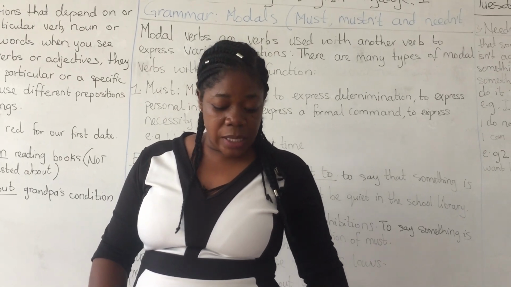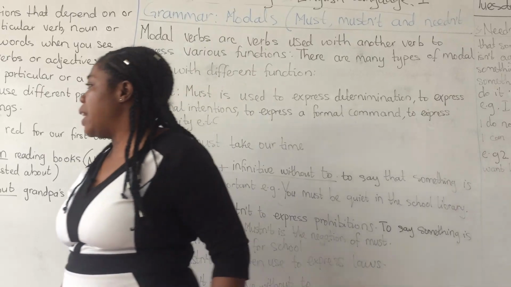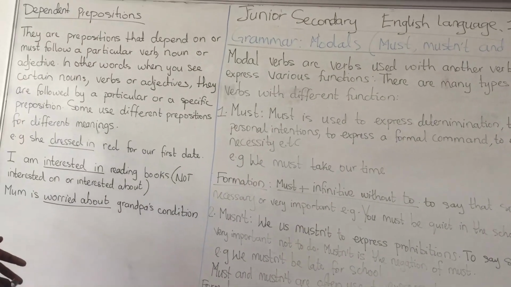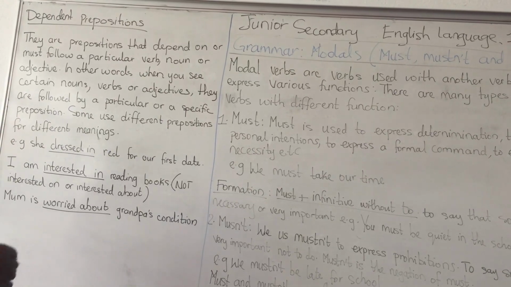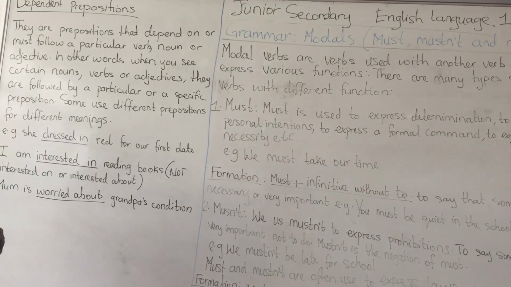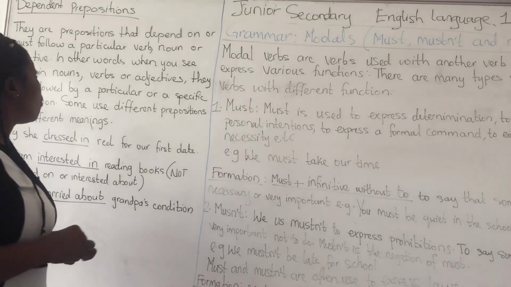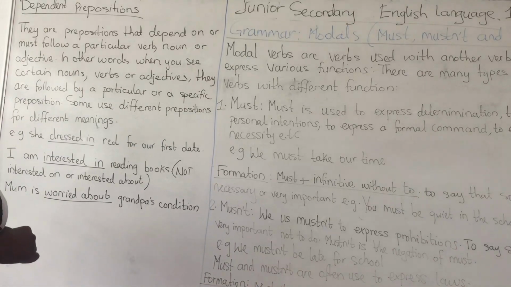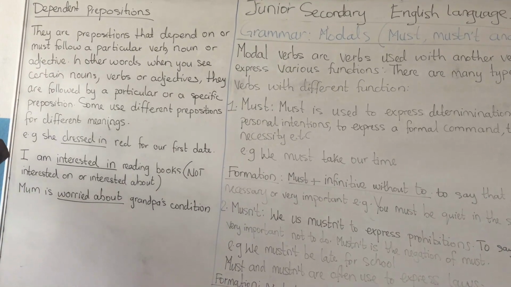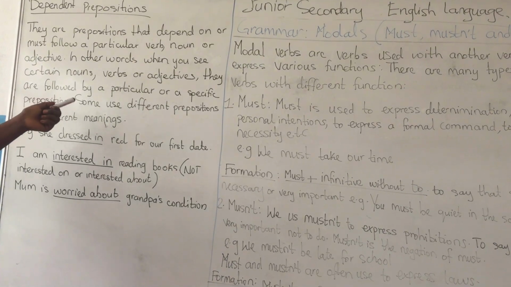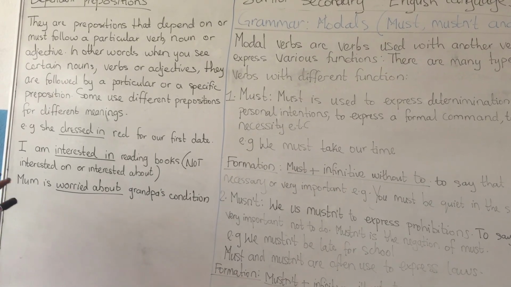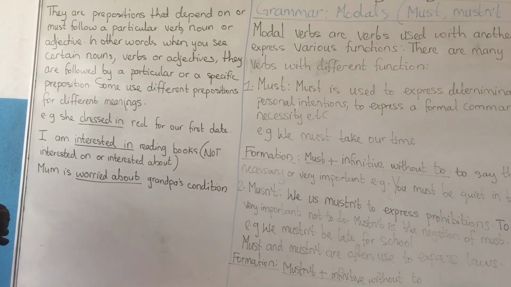In our last class, we were dealing with dependent prepositions. What are dependent prepositions? They are prepositions that depend on, or must follow, a particular verb, a particular noun, or a particular adjective. In other words, when we see a certain noun, verb, or adjective, it is always followed by a specific preposition. Some use different prepositions for different meanings, and we are going to see some examples.